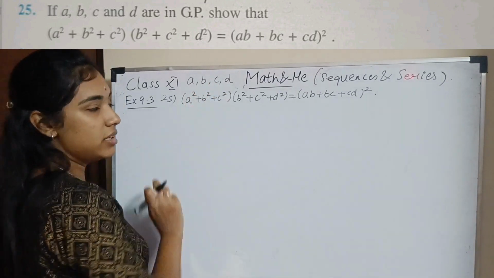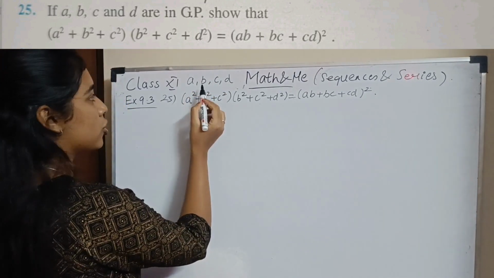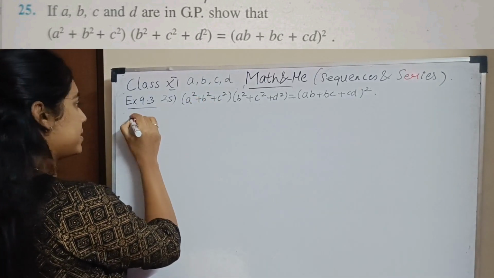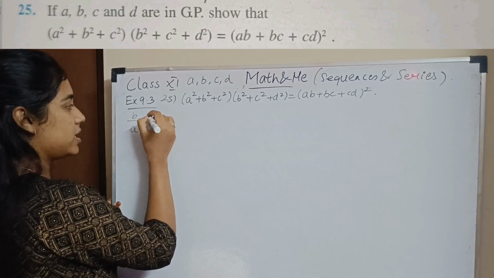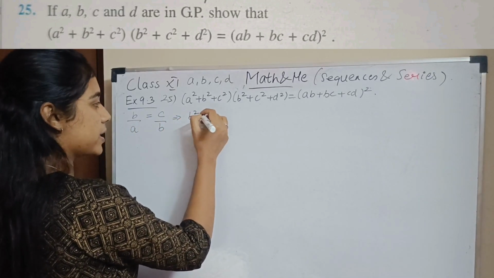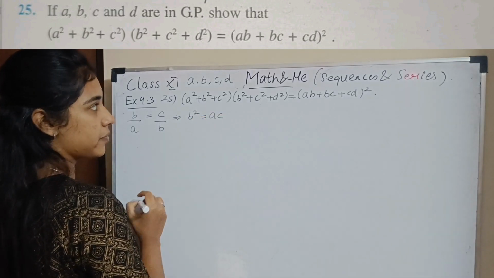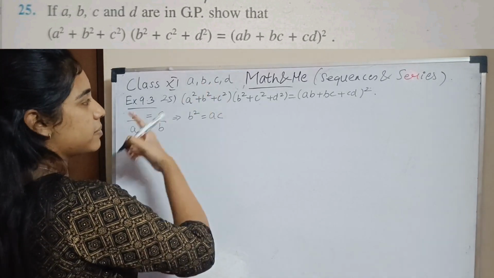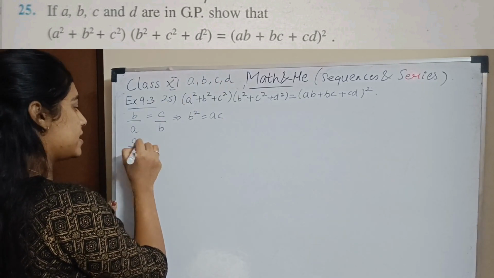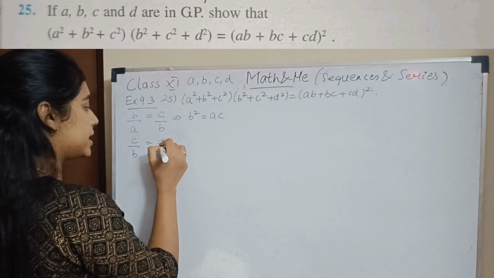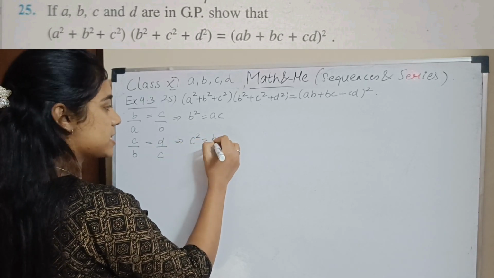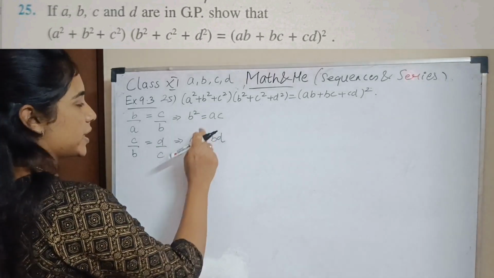A, B, C, D are in GP. What does that mean? B divided by A equals C divided by B. So what do I have? B square equals AC. Again, C by B equals D by C. So what do I have? C square equals BD. So I have these two.